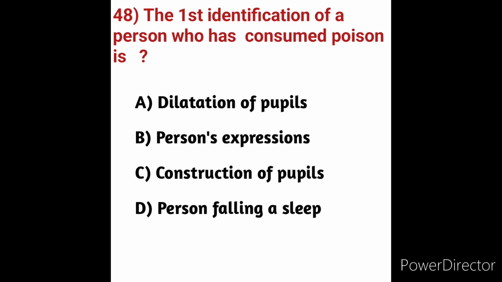Poisoning affects the nervous system, causing drowsiness, delirium, coma or loss of consciousness. Depending upon the different types of poisons and toxins, the first identification of a poisoned person is falling asleep or drowsiness. So here option D, person falling asleep. Option D is the correct answer here. Next we will move on to question number 49.